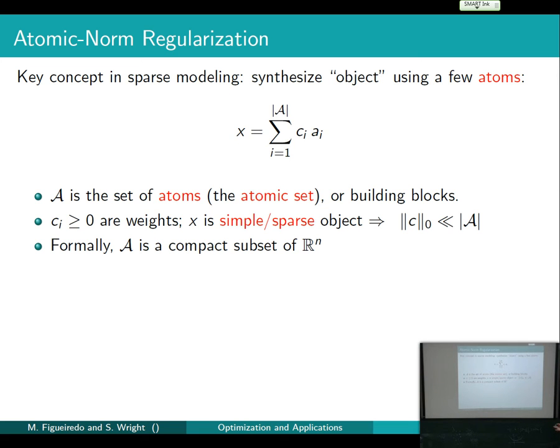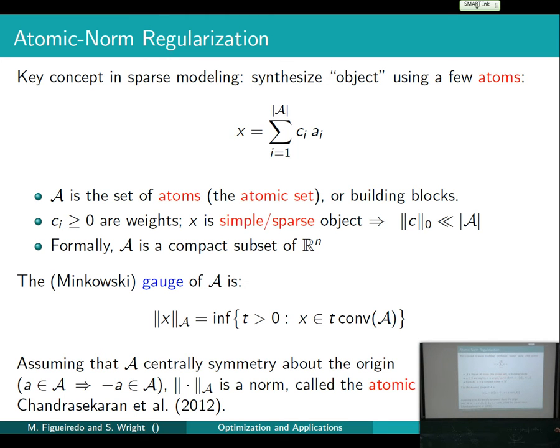So in general, you can formulate the x that we're looking for as a combination of a small number of atoms. In the case of compressed sensing, each of these a_i might just be a unit vector in R^n, a vector with zeros everywhere except a one in one location, okay? Or in the case of matrices, each a_i could be a matrix of rank one. So the x that we're trying to recover is a combination of a small number of elements or atoms in this ambient space. Okay, so that's in general what we're trying to do.